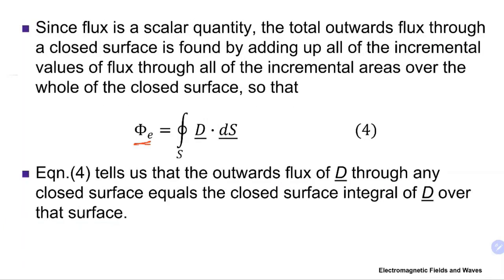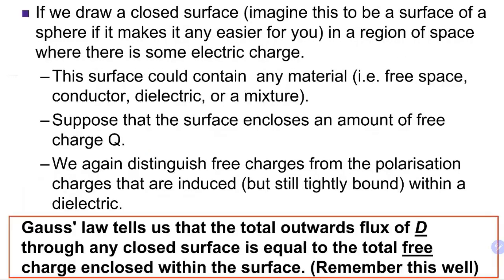This equation 4 tells us that the outward flux of the electric flux density through any closed surface is equal to the closed surface integral of D over that surface. Okay, so how much of the flux lines are actually going through all this surface? So if we draw a closed surface, imagine this to be the surface of any sphere if it makes it easier for you to think about.